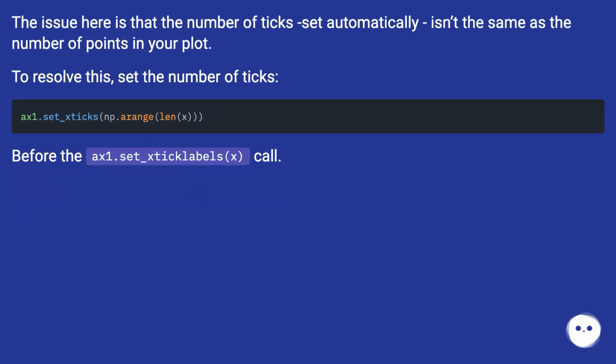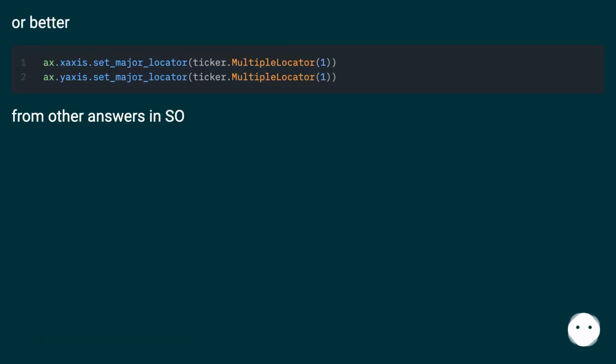The issue here is that the number of ticks set automatically isn't the same as the number of points in your plot. To resolve this, set the number of ticks before the ax1.set_xticklabels call. Or better, from other answers in SO.